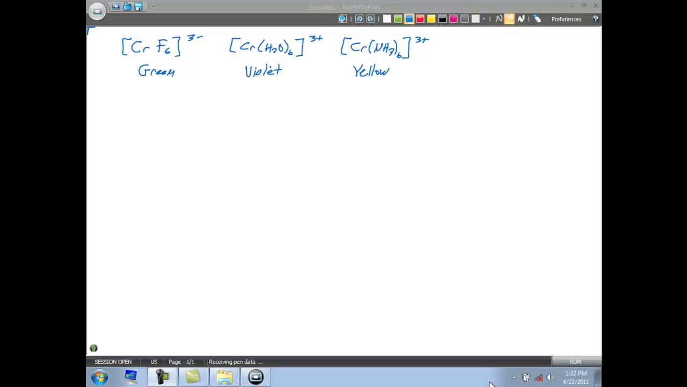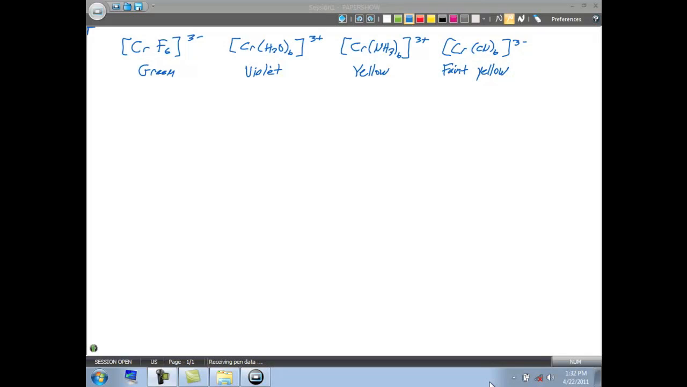And then the last complex we can make with chromium is Cr(CN)6. This has a 3- charge, and this has kind of what we'll call a faint yellow color. And this chromium solution is almost clear, but it kind of has this yellow tinge to it. And we'll talk about how that kind of affects the absorption spectra that we might see.